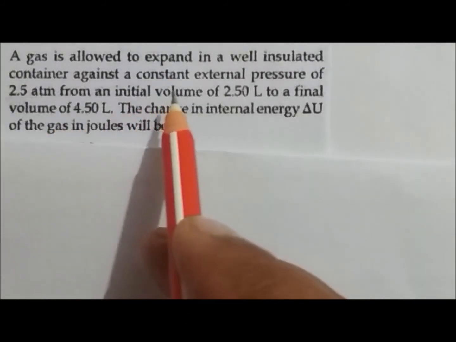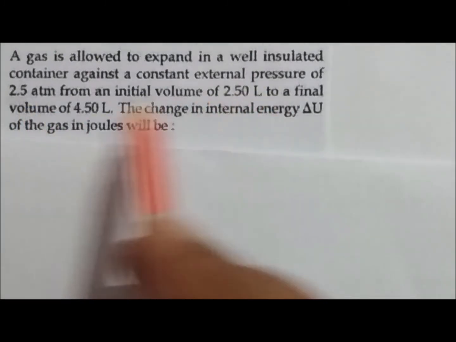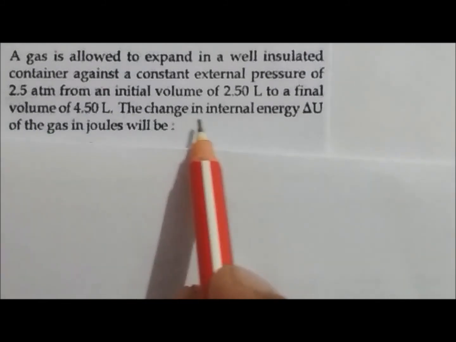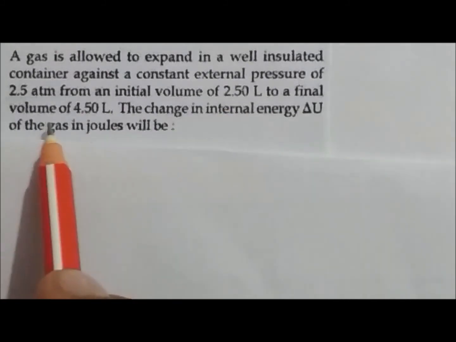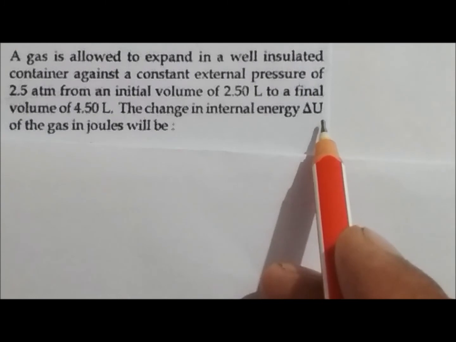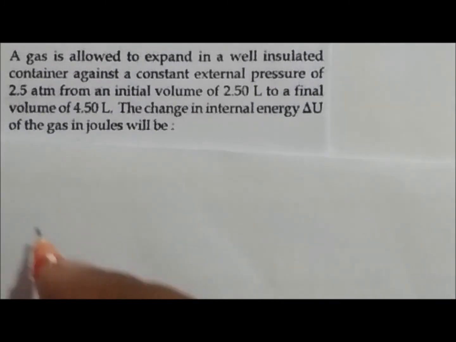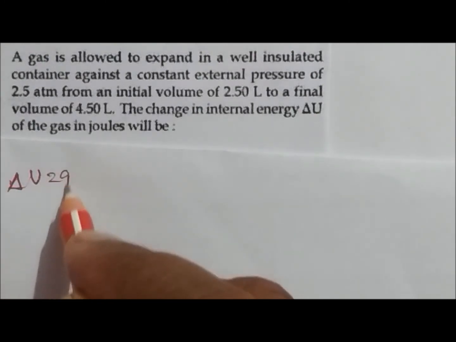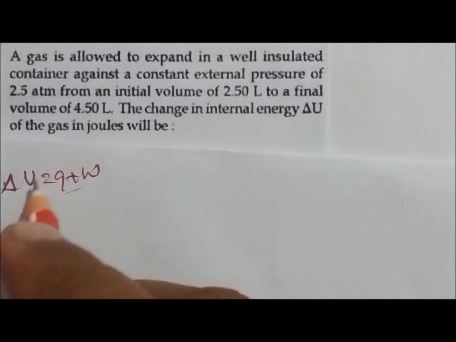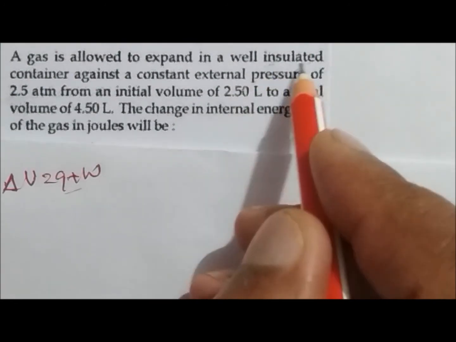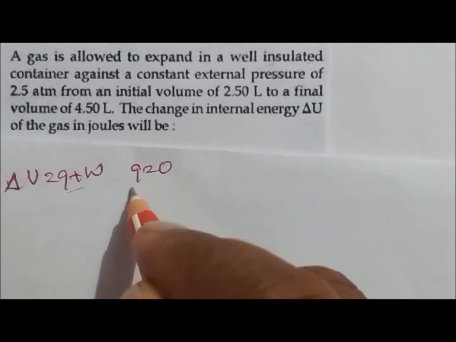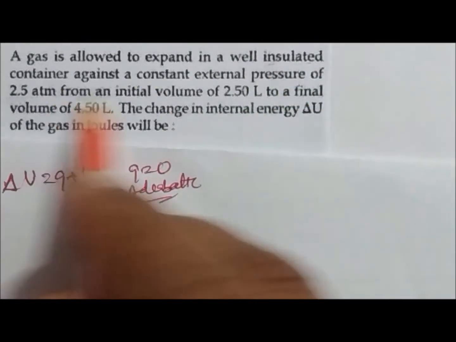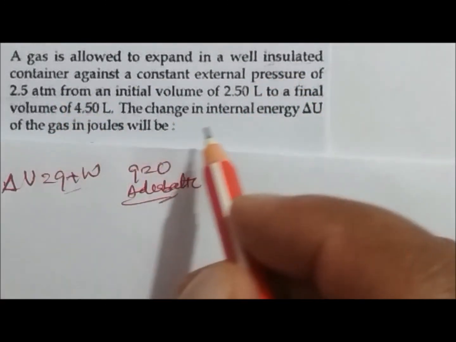A gas is allowed to expand in a well-insulated container, against a constant external pressure of 2.5 atmosphere, from the initial volume 2.5 liter to a final volume 4.5 liter. The change in internal energy of the gas in joules will be what? So we can apply the first law of thermodynamics, that is delta U is equal to Q plus W. And you see carefully, this is an insulated container, so definitely Q is equal to 0, and this is an adiabatic process. Why? Because the container is insulated. In an insulated container, heat cannot go inside.